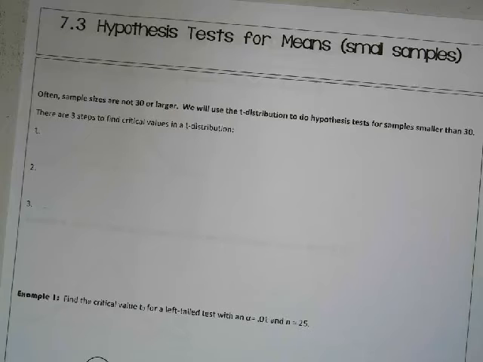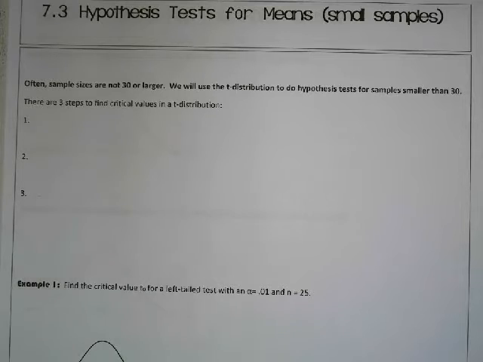Okay, for 7.3, hypothesis testing for means, that's what we've been doing. That's what we were doing in 7.2. It's just in 7.2 we were doing larger samples, and now we're doing smaller samples. So the processes by which you actually test are almost identical. The main difference being we have to use a different table.